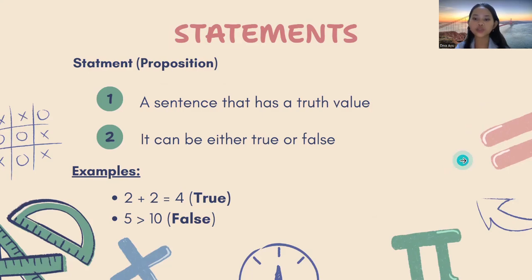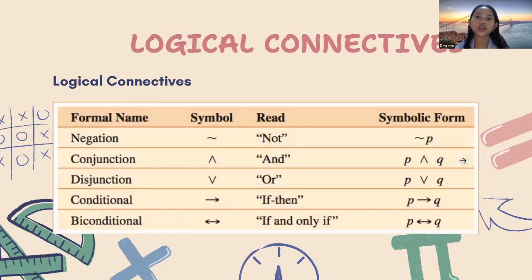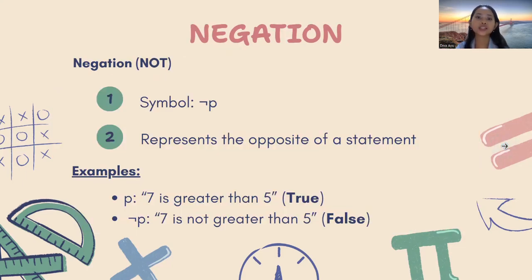Okay, next we move to logical connectives. We use logical connectives to combine statements. Some common connectives include and, or, not, if then, and if and only if. Now, let us look at each one with examples. Next is first the negation.